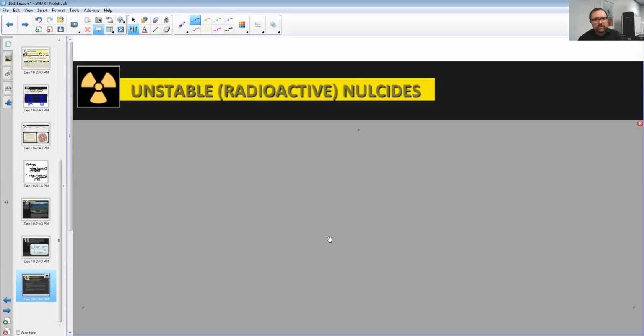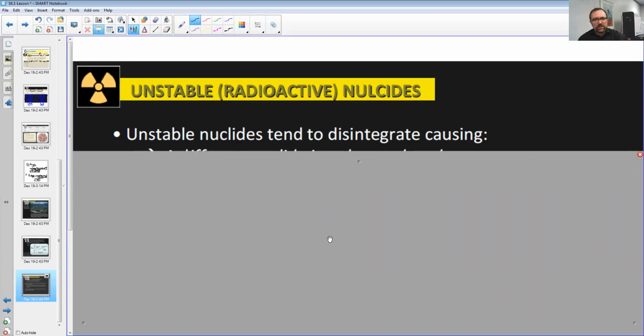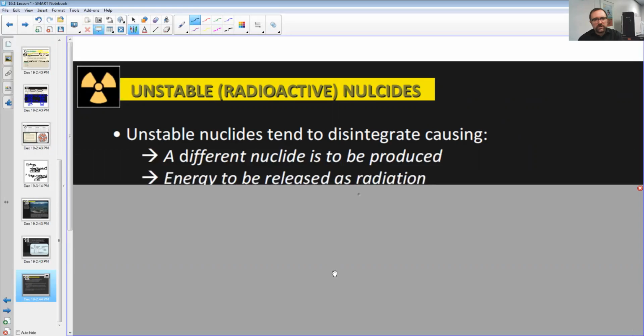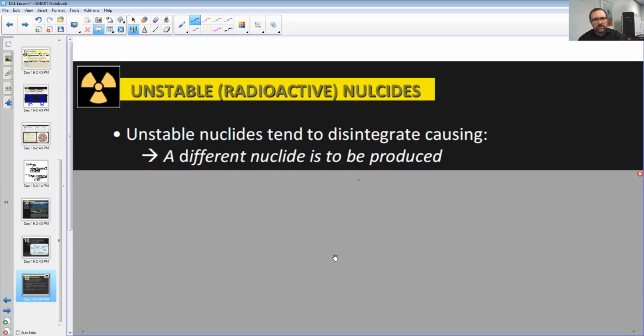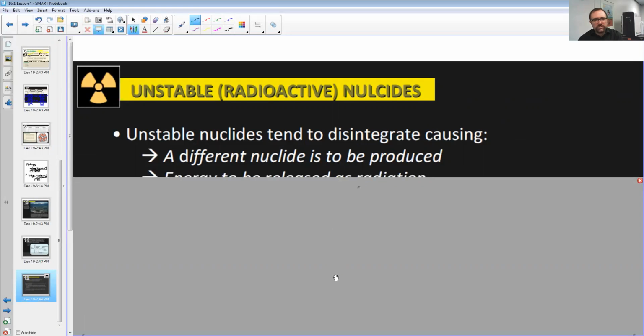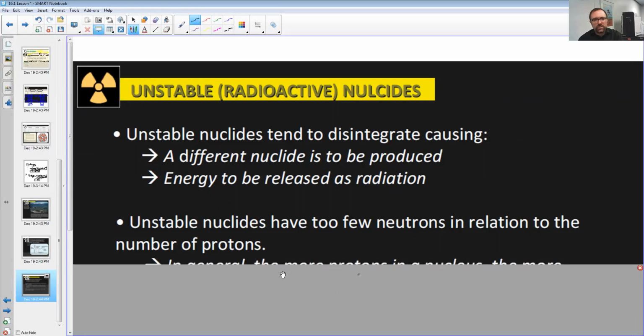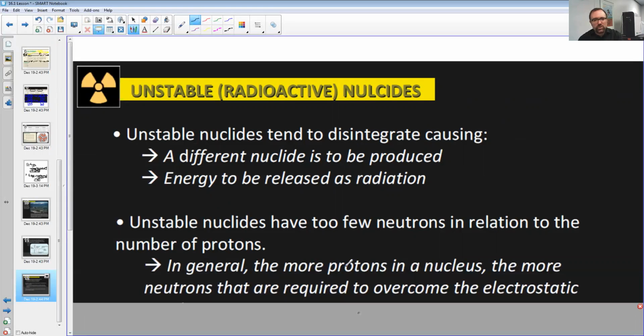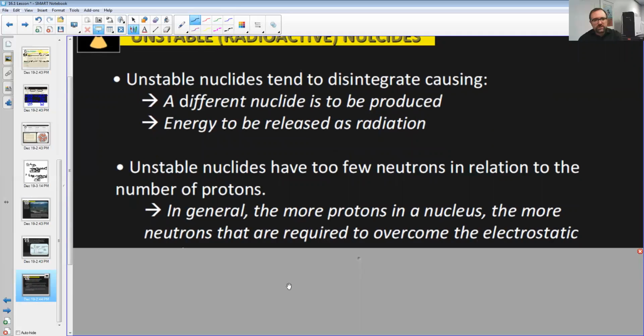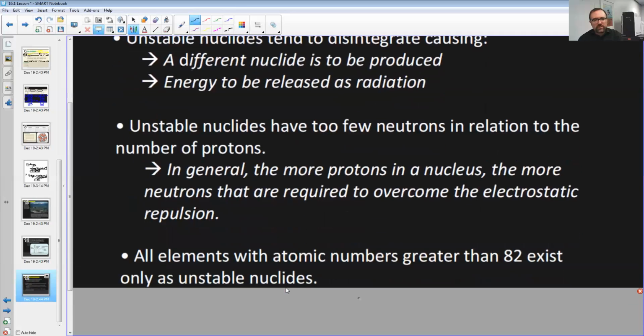The last thing I wanted to talk about is unstable nuclides. Unstable nuclides tend to disintegrate, causing a different nuclide to be produced and energy to be released as radiation. Unstable nuclides have too few neutrons in relation to the number of protons, and when that happens they're not going to be stable. In general, the more protons in the nucleus, the more neutrons are required to overcome the electrostatic force. All elements with atomic number greater than 82 exist only as unstable nuclides.